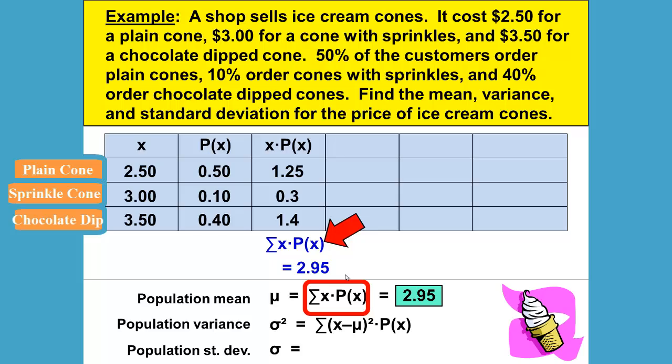Is this answer reasonable? Well, we're talking about money, so this means that the population mean price of an ice cream sold at this store is $2.95. Is this a good answer for the mean price of ice cream cones, where 50% of the cones cost $2.50? Yes, because the other 50% of the cones cost either $3 or $3.50. So this is a reasonable answer.